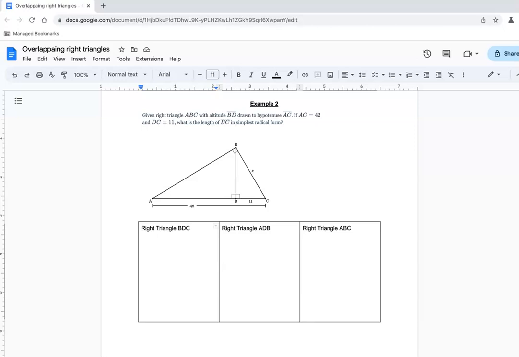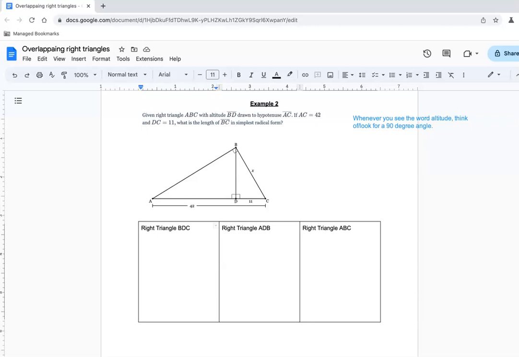So given right triangle ABC, we're reading the question now. Given right triangle ABC with altitude, again, key word, altitude. Whenever you see the word altitude, think of or look for a 90-degree angle. All right. So the altitude BD is drawn to hypotenuse AC, right?